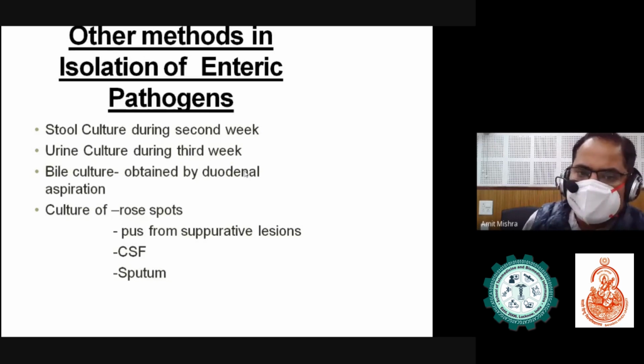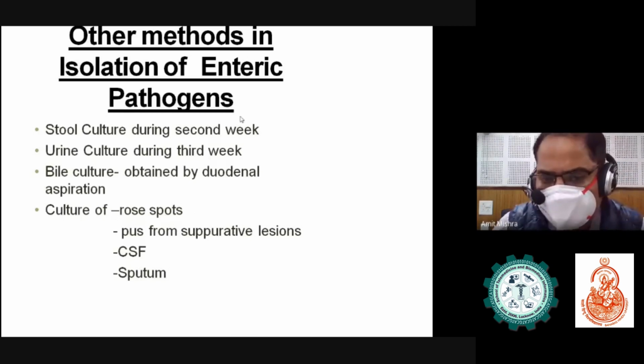But for others, like stool, the organism can be isolated during the second week. From urine, we can get it in the third week. Bile culture can be obtained by duodenal aspiration.